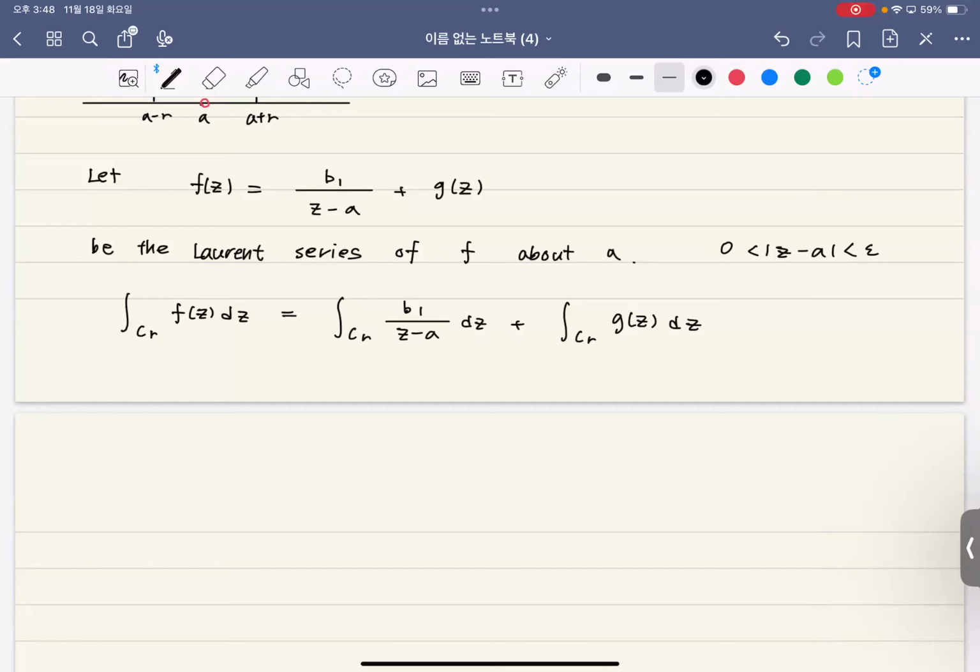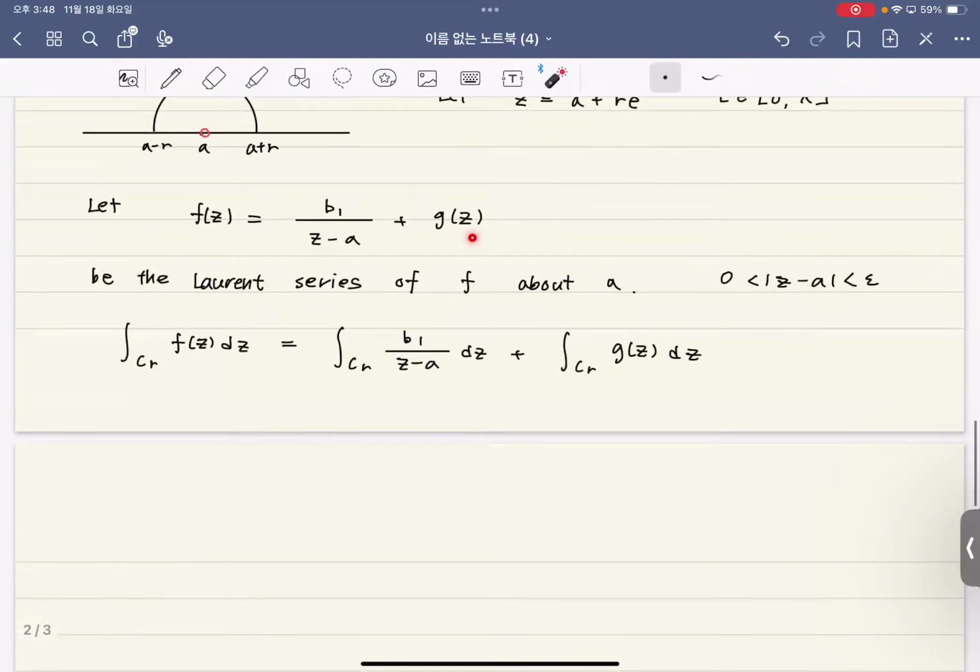How can I show that? Since this is the analytic part of this function, it only consists of the positive exponents of z minus a. Therefore, clearly this is analytic, which also implies that this function is continuous.